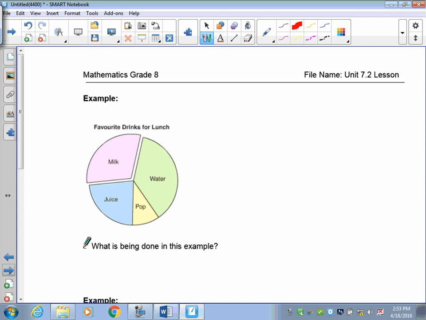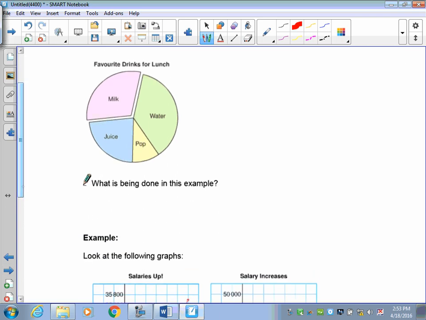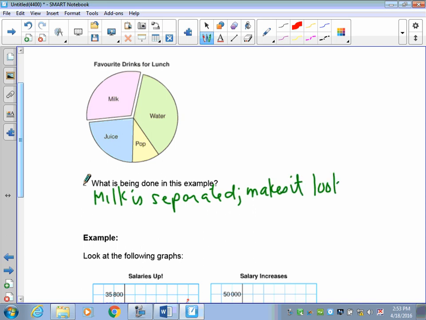Okay, what's happening here? Oh, we have milk has been pulled out. And by separating it, it makes it look larger. All right. If you look at it, when you first glance at it, milk's the favorite drink, when in fact that's not true. In fact, water is number 1, milk is number 2, and juice is number 3, but these two here are relatively close.